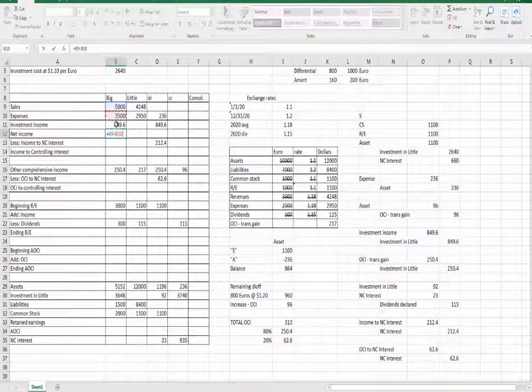So, Big's net income: revenues minus expenses plus investment income. Transfer that down to the statement of retained earnings. Get my ending retained earnings, so my beginning retained earnings plus income minus dividends. Transfer that down to the balance sheet.